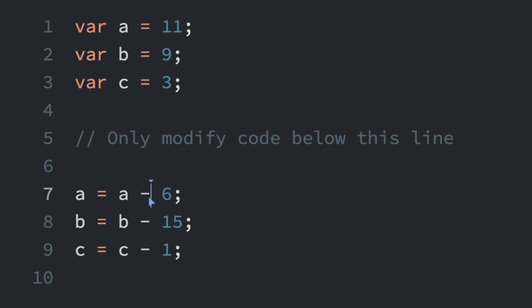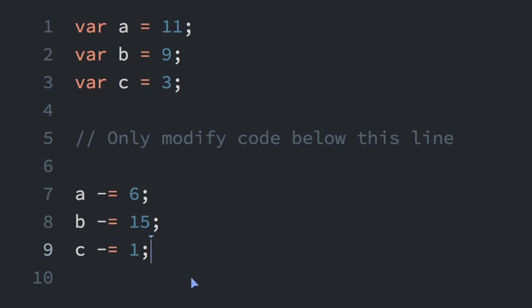Instead of a equals a minus 6, we can do minus equals. This is just a shortcut that JavaScript has that means the same thing. That means a equals a minus 6, but it's just shortened. Same here. So we can do minus equals 15. c equals c minus 1, we can do c minus equals 1. So it just subtracts the number from the original value and then assigns that new value to the variable.